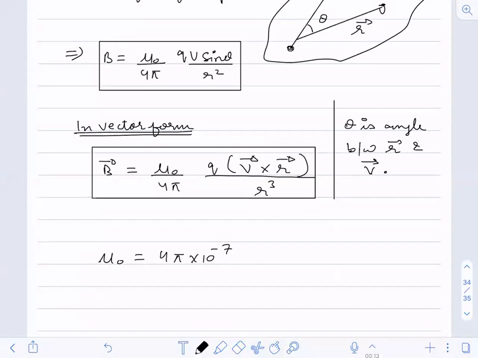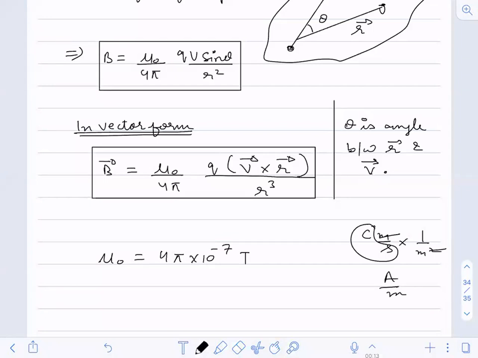See, for magnetic field, I have already told you the unit is Tesla. What is the unit of charge? Charge is written as Coulomb. What is the unit of velocity? It is meter per second. Then you have r square, so it is meter square. This meter and this meter get cancelled. This coulomb per second becomes what? Ampere. So ampere divided by meter.